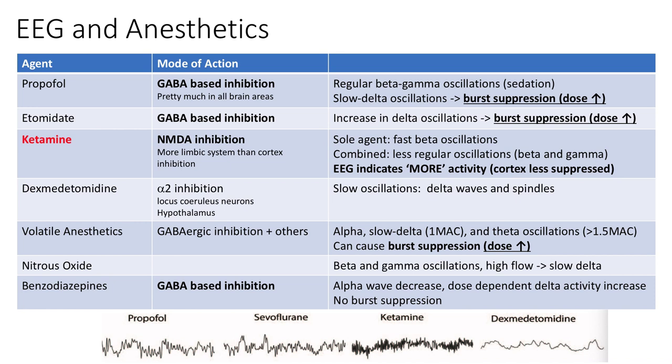It's beta-gamma oscillations down to slow delta, but not burst suppression. And also benzodiazepine, also GABA-based inhibition. Of note, benzodiazepines do not cause burst suppression, but they do cause a dose-dependent increase in delta wave activity.